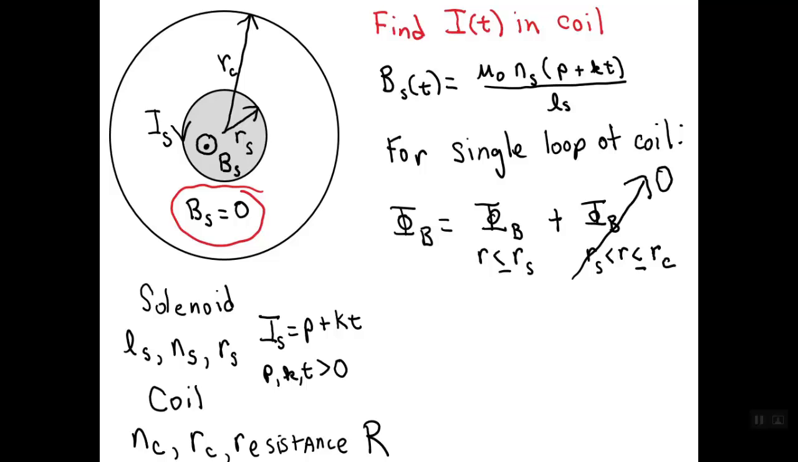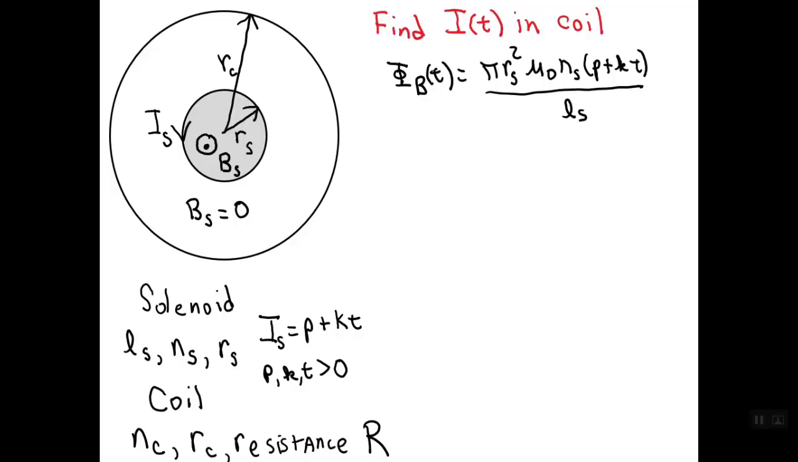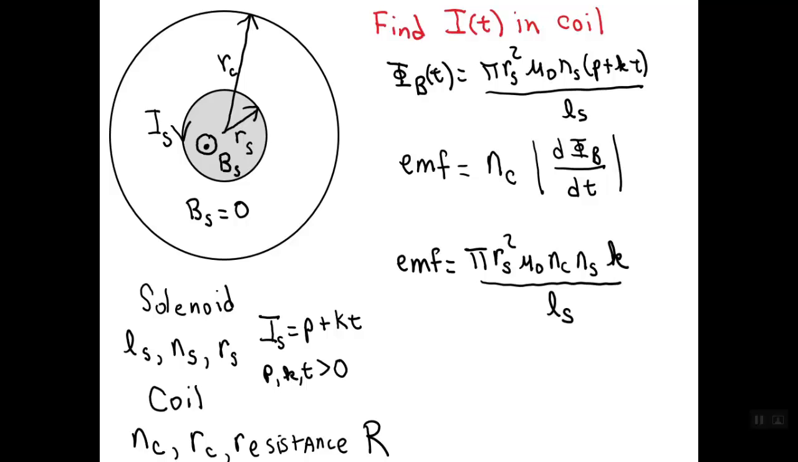For the constant B field that's out of the page here, the flux is just B times the shaded area pi r sub s squared. And that works out to be this. Now we're in a position to find the EMF of the coil. That's just the number of loops of the coil, N sub C, times the magnitude of the flux derivative for a single coil loop. Differentiating, we obtain this result.